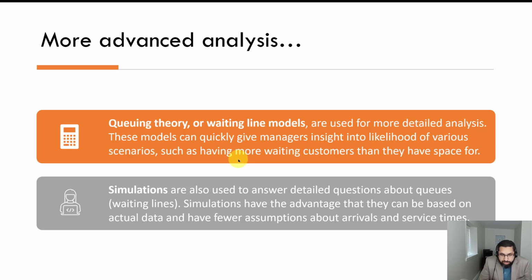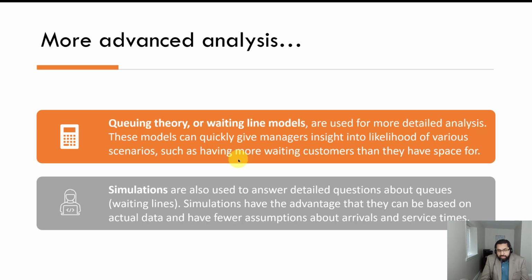We can do more detailed analysis. We can look at utilization of the system, how long people spend waiting, how long people spend getting processed or getting the service, things like that. And for that, we use models which are called queuing theory or waiting line models. These models can give us more detailed insight into the likelihood of various scenarios. We can also use these to figure out how much space to have, how much the queue can grow at maximum, so we know in the worst case how much space we need for the queue, things like that.